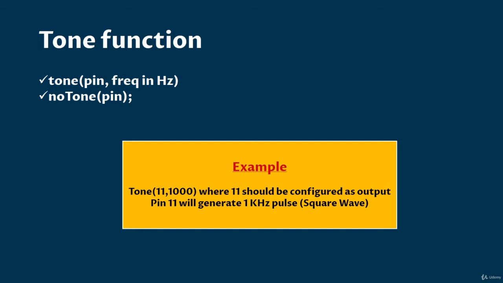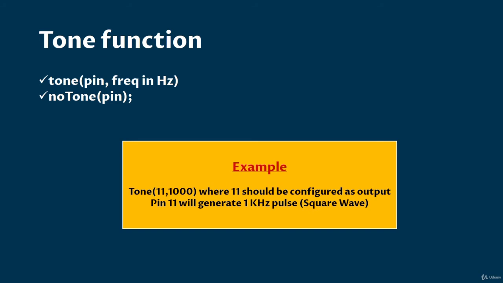See this example. Suppose I want to generate a 1 kilohertz square pulse from pin number 11, then I can simply write tone within bracket 11, 1000, where 11 should be configured as output. Remember this, 11 should be configured as output, and if you check the oscilloscope at pin number 11, you will see that pin 11 is generating a 1 kilohertz pulse, once the controller has executed this function.